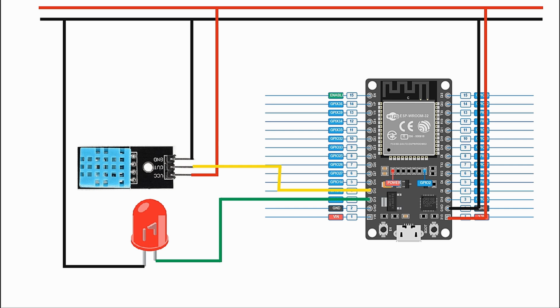So this is the schematic that I am going to build for interfacing the DHT11 sensor with the ESP32 Room 32 development board. In this video, let's get started with the programming part in Arduino IDE for building the relevant program for interfacing and fetching the data, that is the temperature data, from this DHT11 sensor module.